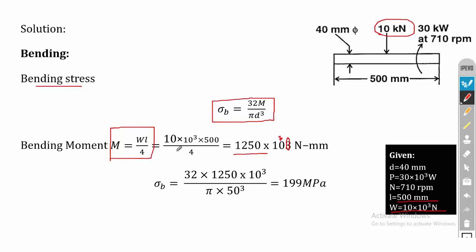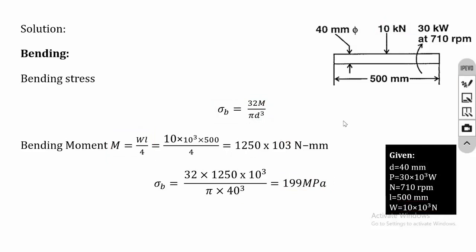So we have calculated the bending moment M, and we know the value for d, that is the diameter. So we can substitute it. Sigma b is equal to 32 into 1250 into 10 power 3 divided by pi into 40 cube. The diameter is 40 mm. So you will get 199 megapascal, that is 199 Newton per mm square. So we have calculated the bending stress.